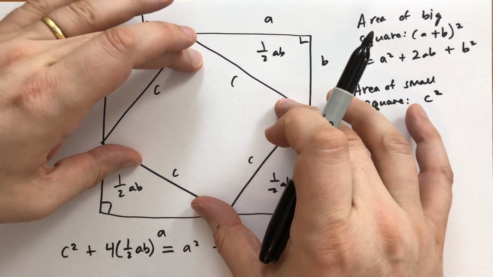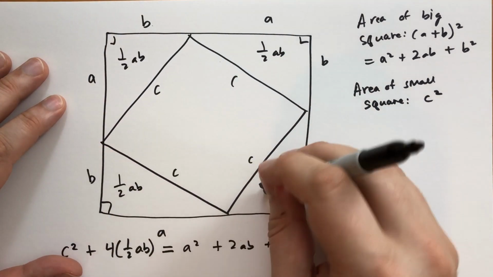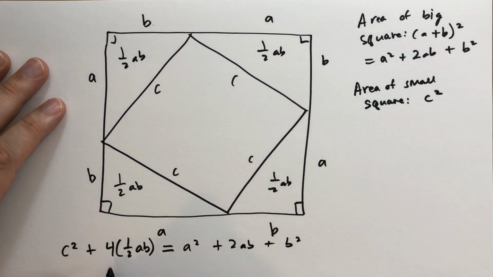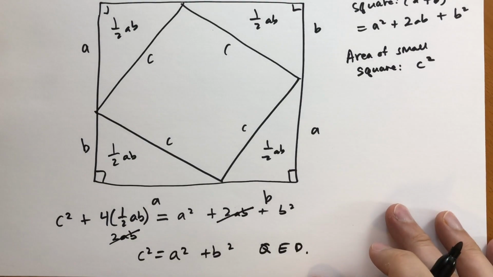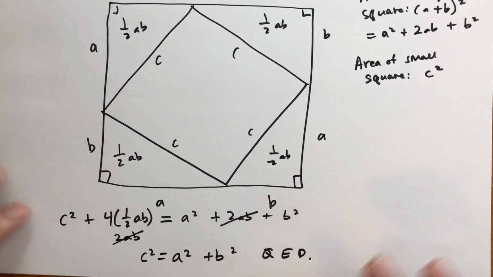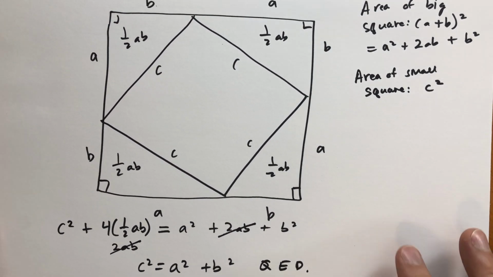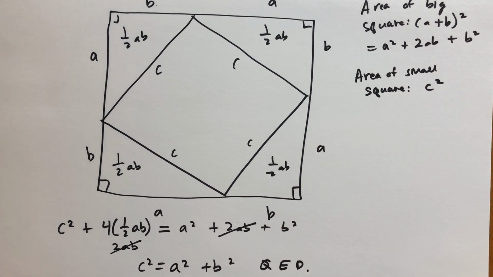Again, the small square plus 4 of these triangles is going to equal the area of the big square. Now, 4 times 1/2 AB is just 2AB. And we have a 2AB over here. These two terms will cancel, and you're left with C squared equal to A squared plus B squared. We proved the Pythagorean theorem, okay? This is a proof of the Pythagorean theorem. There are many proofs of the Pythagorean theorem. They are fun to find, they are fun to understand. So I hope you enjoyed that exercise.